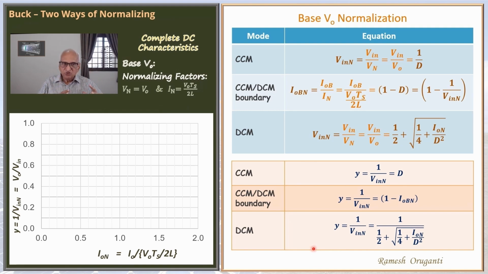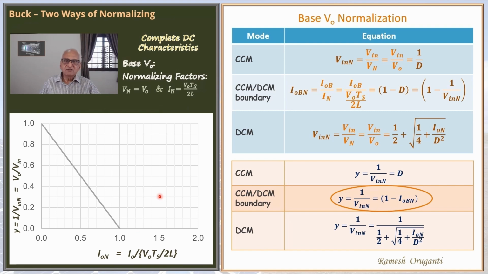So we are going to plot these three equations. Y equal to D, Y equal to 1 minus I0BN, and Y equal to this term on the right hand side. First let's plot the boundary equation. It's a straight line. It's not a parabola, it's a straight line. When I0BN equal to 0, Y will be equal to 1. When I0BN equals 1, Y will be 0. It's just a straight line.